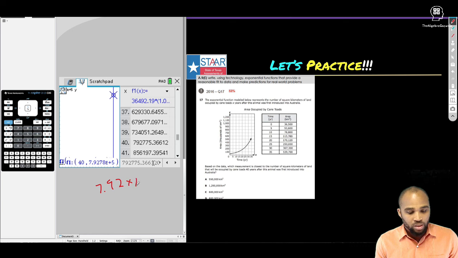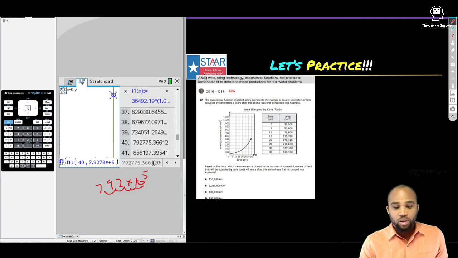7.92 times 10 to the 5th power. They're just saying move that decimal 5 places to the right. 1, 2, 3, 4, 5. And you'll add your zeros there, and you'll see what that number should be. It's going to be the same as ours.